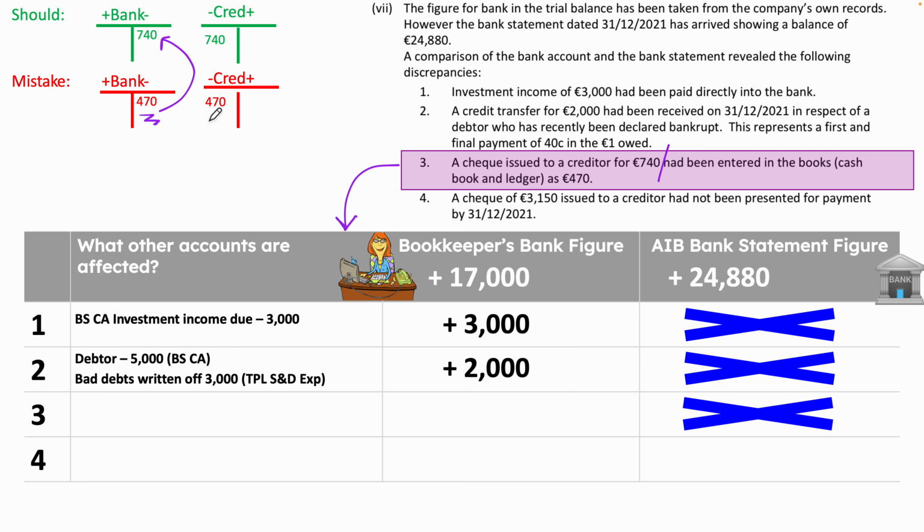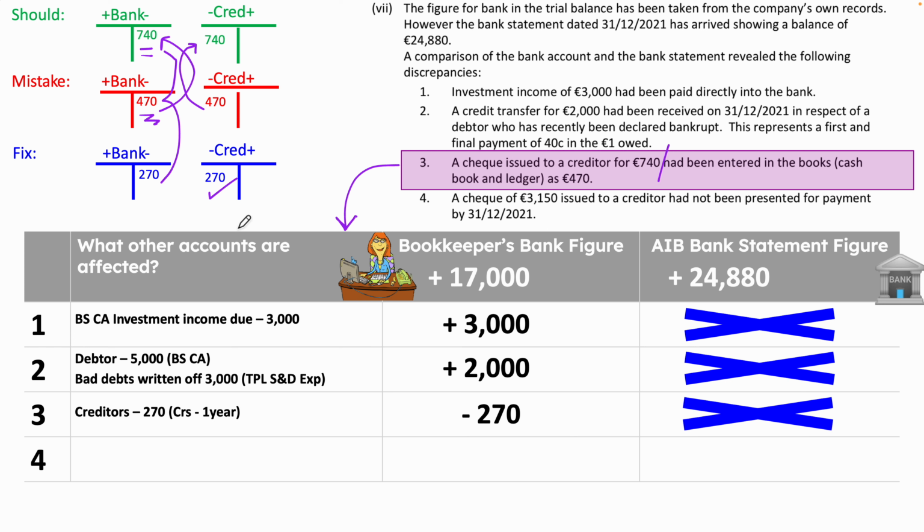So how do we get from where we are currently to where we want to be, which is the green, okay? How do we get from red to green? Well, we need to add more on the same side. So if we figure out what the difference is, it's 270. We need to add 270 to the 580 and then that does equal 740. So in the bank, we're going to minus 270 and the creditor, we're going to minus 270 as well. And that is number 3 corrected.